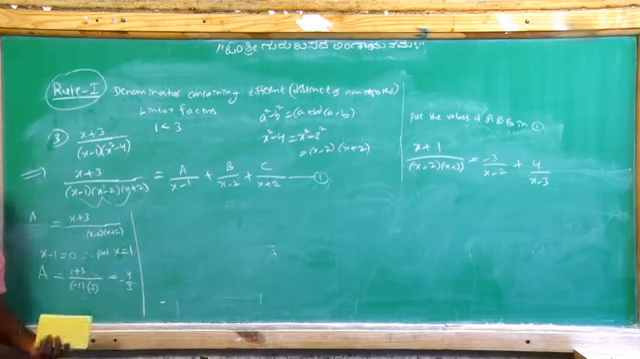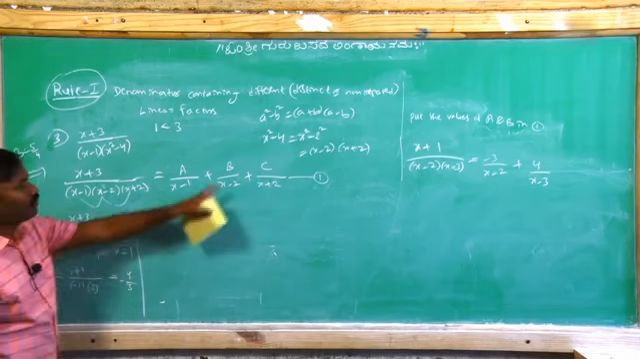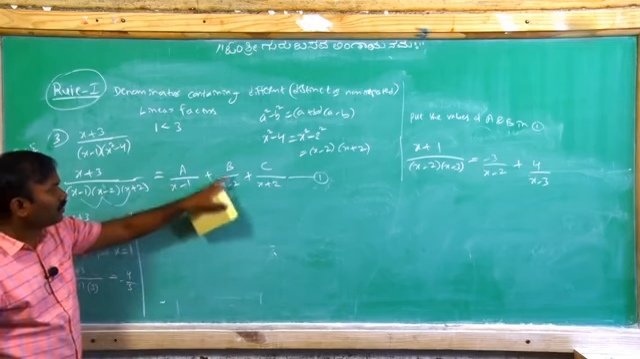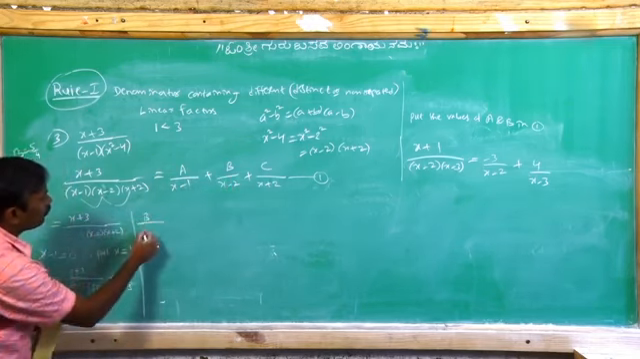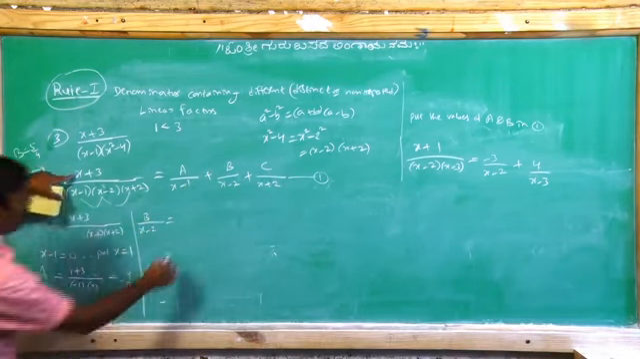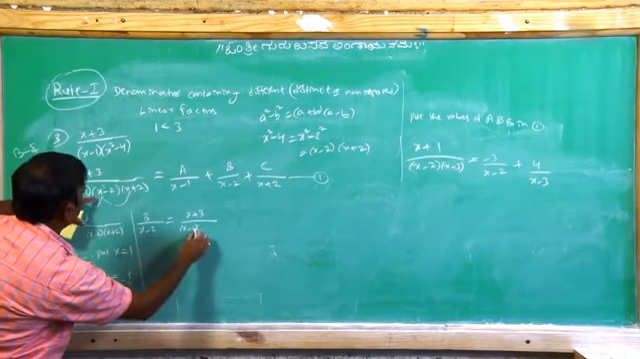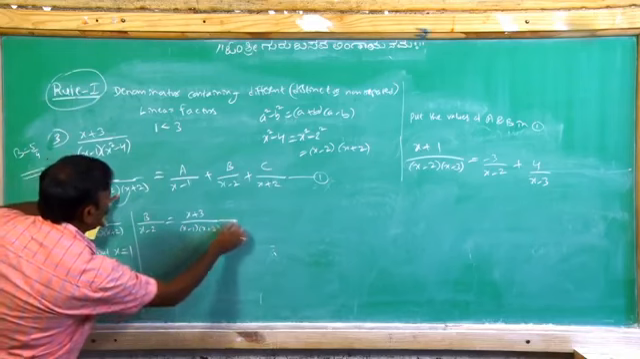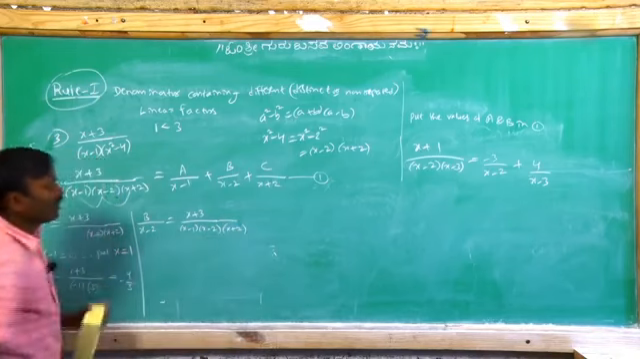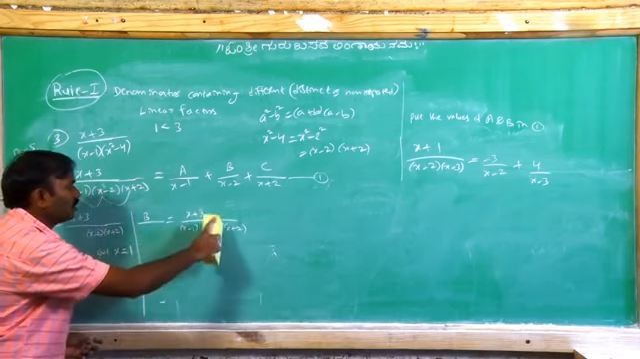Next we can find the same for B and C values. Okay. So the B value is 5 by 4. Next, to find the B value, only take the second term. So the second term is B by x minus 2, equal to the LHS fraction as it is: x plus 3 by (x minus 1)(x minus 2)(x plus 2). What is cancelled? LHS x minus 2 and RHS x minus 2 cancel.